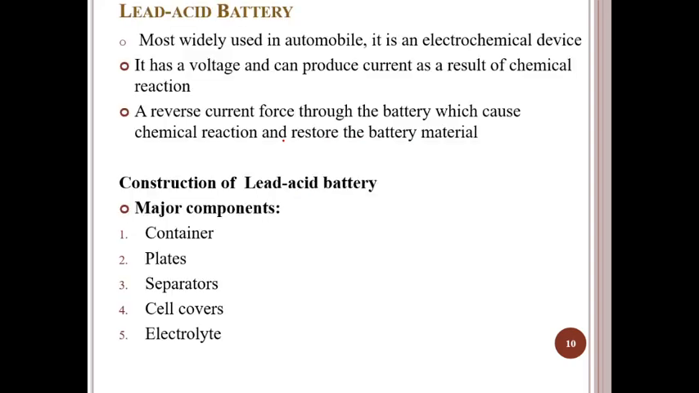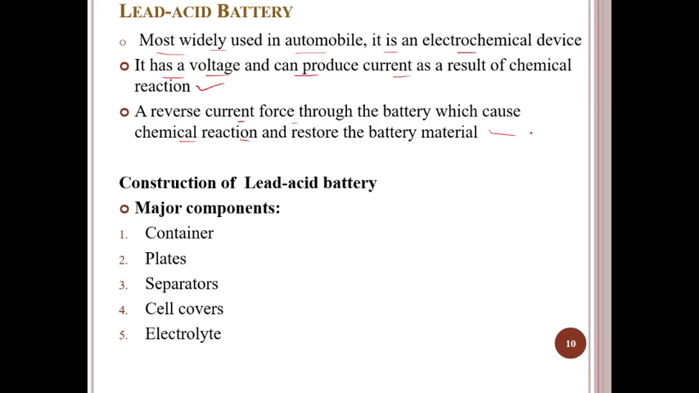the lead acid battery. So what is the meaning of this lead acid battery? You see here, it is most widely used in automobiles. It is an electrochemical device. Okay, it has a voltage and can produce current as a result of chemical reactions. Yes, in the lead acid battery there is a chemical reaction, and with the help of these chemical reactions the current will be produced. Okay, so reverse current flows through the battery, which causes a chemical reaction and restores the battery materials.